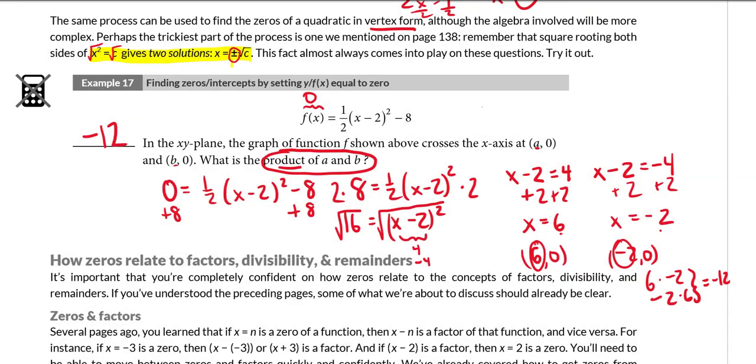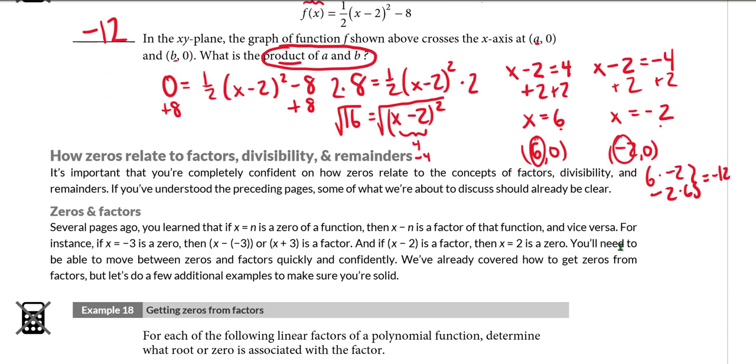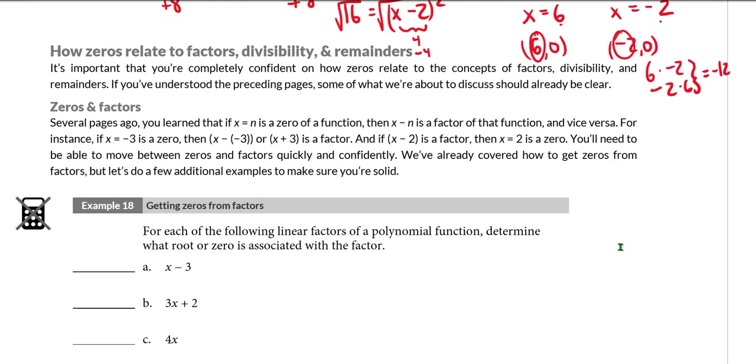We have now discussed a bunch of different ways to extract zeros from the various forms of a quadratic. The next thing that we have to do is talk about some of the other terms and concepts that are related to zeros. We introduced the idea of some of these synonymous terms and concepts back on page 134 at the beginning of this section. We're going to go into a little bit more detail on how zeros relate to some of those other terms and some of those other concepts.